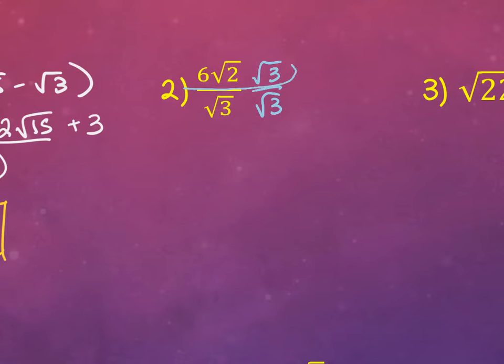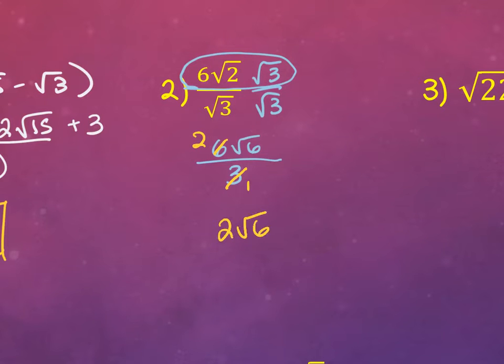So I multiply out what's in the top. 6 root 2 times root 3 becomes 6 root 6. Multiply what's in the bottom, root 3 times root 3, which is 3. Now this can be simplified because 3 can go into itself once and into 6 twice. And my answer is 2 root 6.